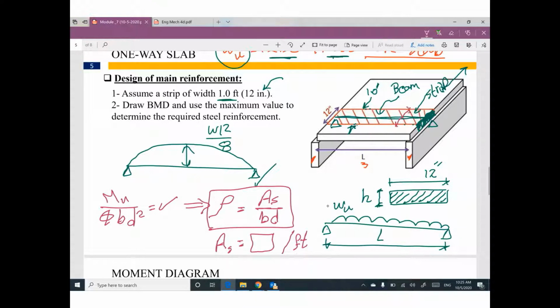Okay, if this unit width needs this area steel, the next width will need the same area steel. The next width will need the same area steel. The next width will need the same area steel. So I am done. I designed my slab. Because designing of a slab means we need to figure out how much steel reinforcement is required in the main direction.